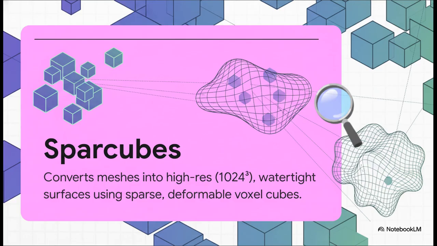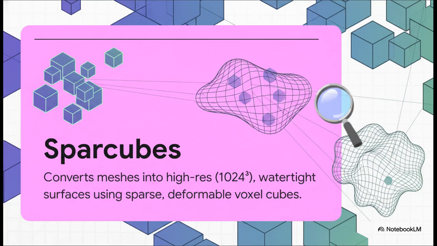Well, the full name is Sparse Deformable Margin Cubes. Let's unpack that. Sparse is huge. It means it doesn't waste time and memory on all the empty space around an object. It just focuses on a tight little band of voxels right on the surface. That's how they can hit this crazy 1024 cubed resolution without melting your GPU. Then you have deformable, and this is the really magical part. Instead of a stiff grid where the shape has to snap to the grid lines, the grid itself is flexible.